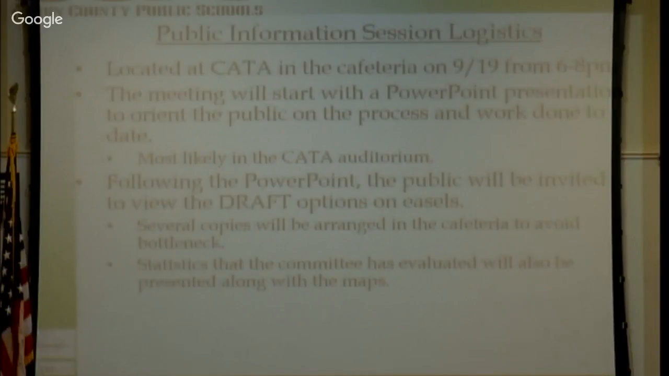Following that PowerPoint presentation, we're going to have a series of maps A through D, probably 3, maybe 4 copies, scattered about in the cafeteria, where we're going to invite the public to come out to the cafeteria, and committee members and myself and consultants and staff will be standing around the maps and having discussions with the public about different options and just talking with them about some of their considerations and their observations.